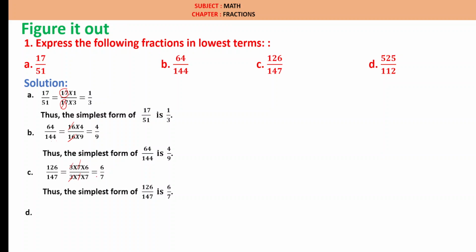D, 525 by 112. 525 we can write as 7 into 75 and 112 can be written as 7 into 16. We can cancel 7 and 7 here. Therefore, 75 by 16 is the simplest form of 525 by 112.